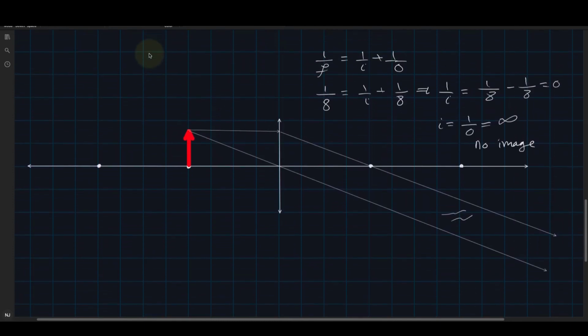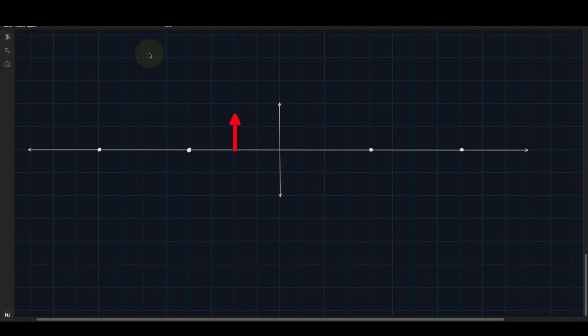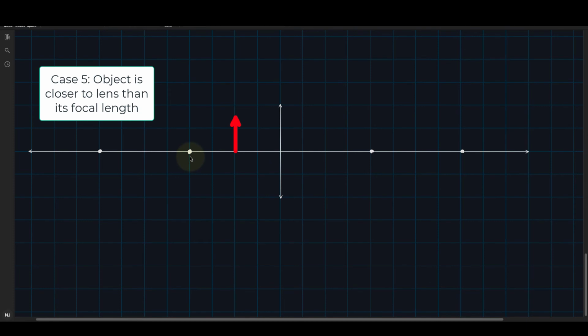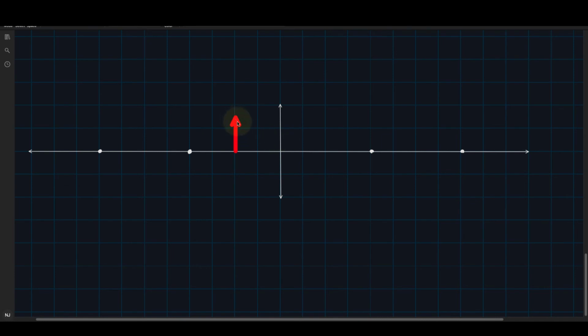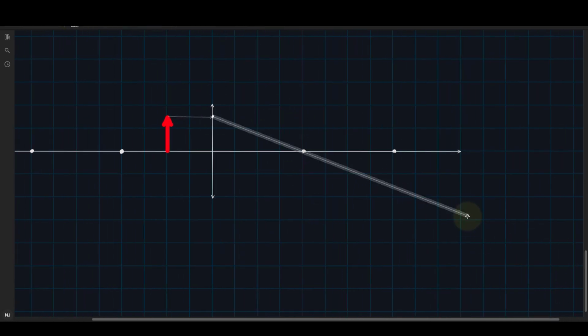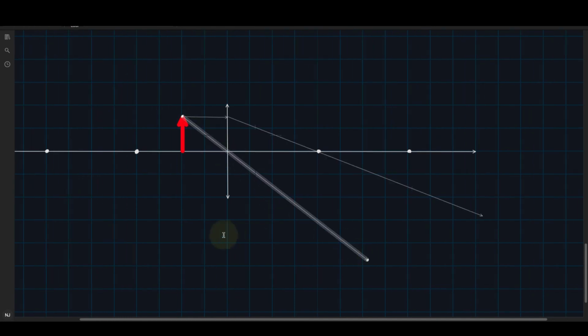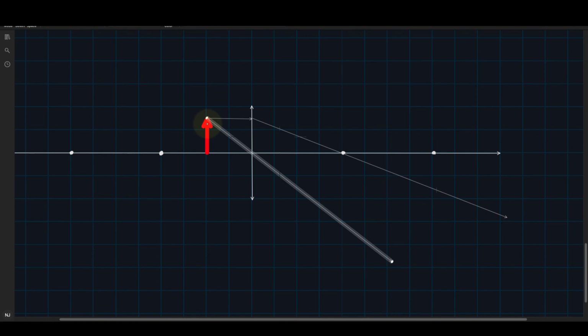And the final and most interesting case is when the object is at a distance closer to the lens than its focal length. If we want to do ray tracing, this ray goes this way and this one goes here, so let's do that and see what happens. Again, we could draw the third one, but that will not help us identify the image. These two are sufficient, and as you can see, as the distance increases, the rays go further apart from each other, so they will never meet.